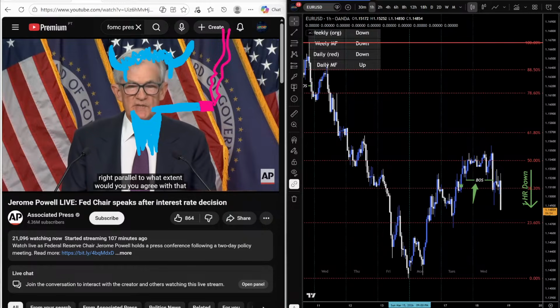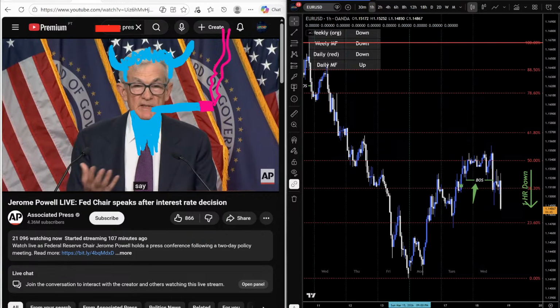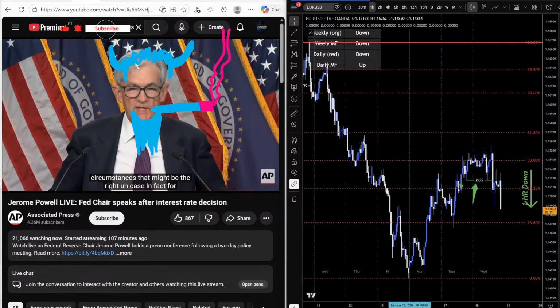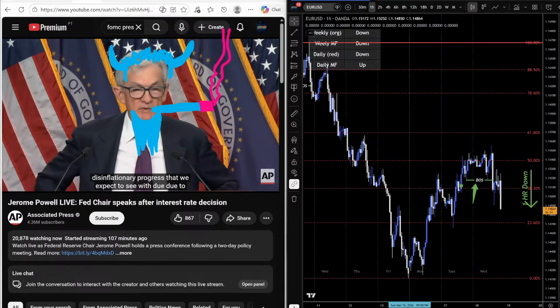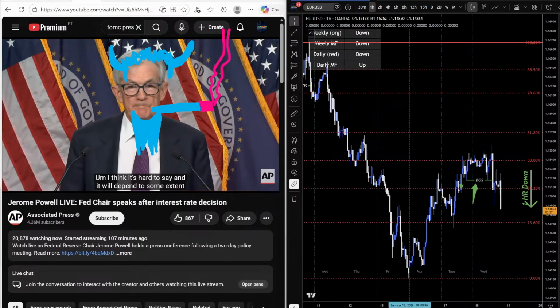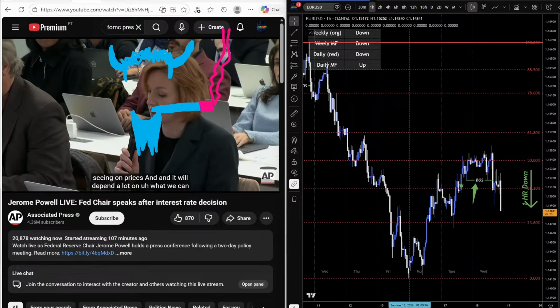It's really hard to say until we see the actual situation. In some circumstances, that might be the right case. In fact, for example, if we do see the kinds of disinflationary progress that we expect to see due to tariffs that I mentioned, I think it's hard to say, and it will depend to some extent on the size and duration of the effects we're seeing on prices, and it will depend a lot on what we can see in inflation expectations.